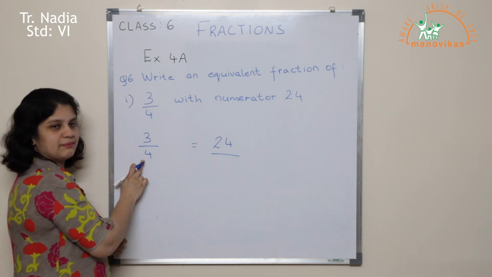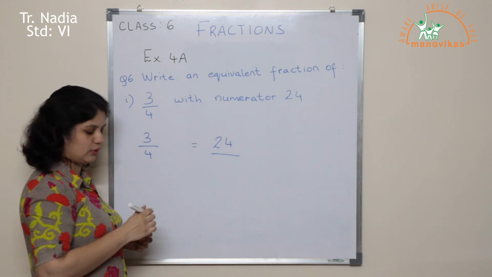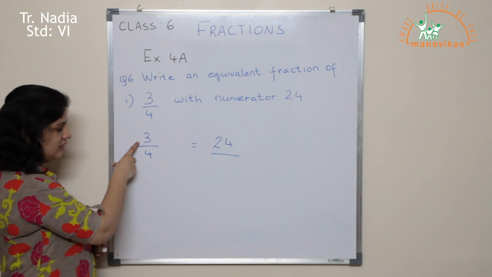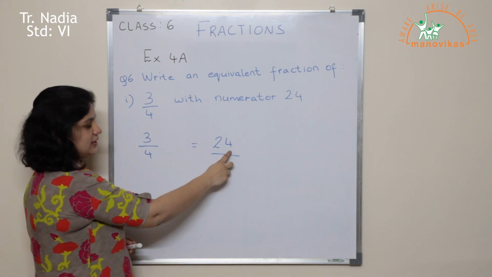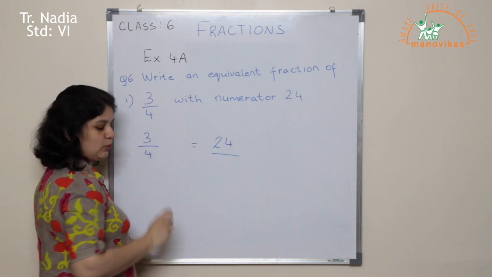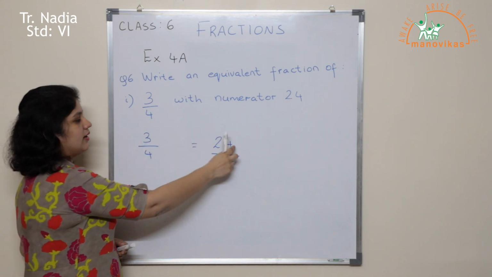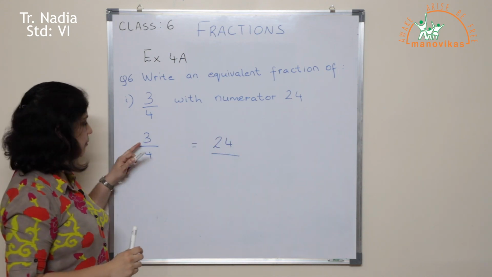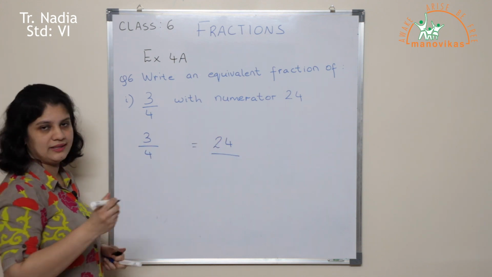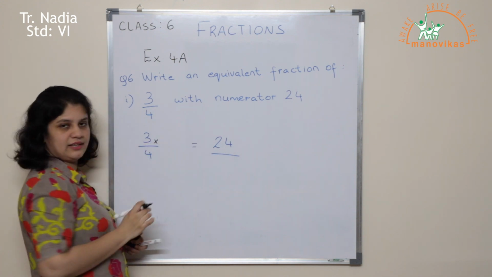So 3 upon 4 is my original fraction. The equivalent fraction is having a numerator of 24. Now look here, the original fraction had a numerator of 3 and the equivalent fraction needs to have a numerator of 24. Now from 3 to obtain 24, what should I do? The number 3 is small, the number 24 is big. From a small number 3 to get a big number 24, I need to multiply it by something. 3 multiplied by what will give me 24?